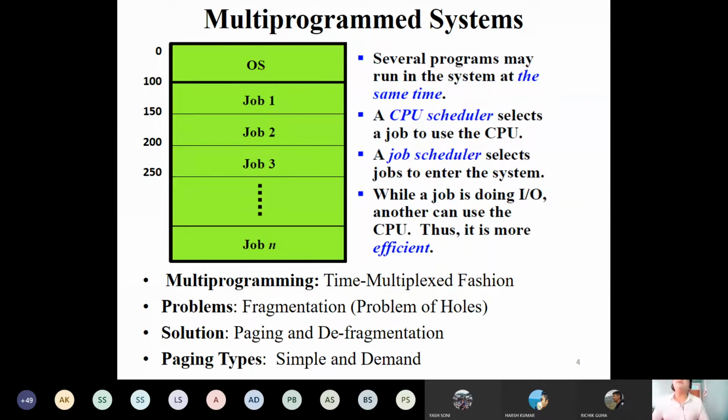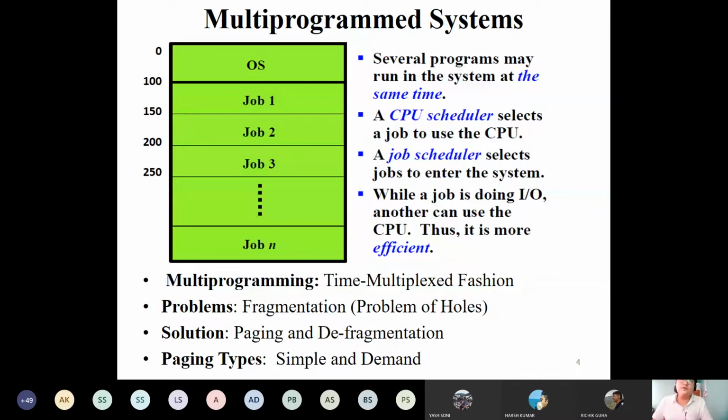Like the way that I've given the example. Suppose job J1 was going to execute an IO operation at memory location 120. When the operating system comes to know that J1 is going to perform some IO operation at line number 120, what will the CPU scheduler do? Whenever it reaches location 120, the CPU scheduler will assign the CPU to job 2. Like that way it will try to perform the task.